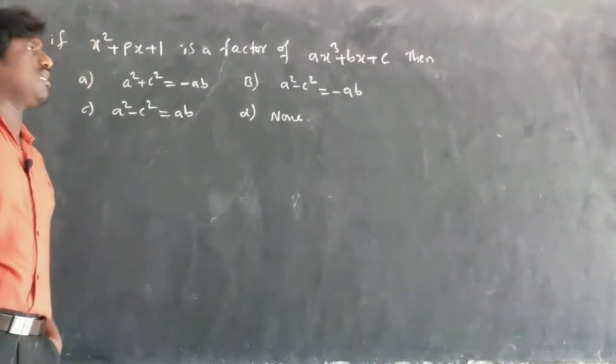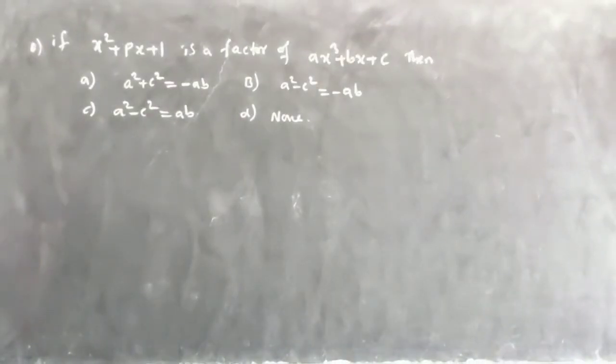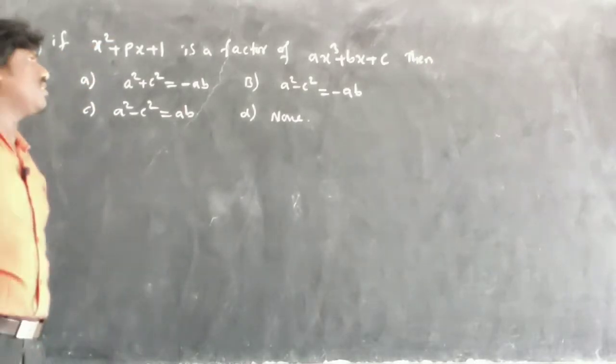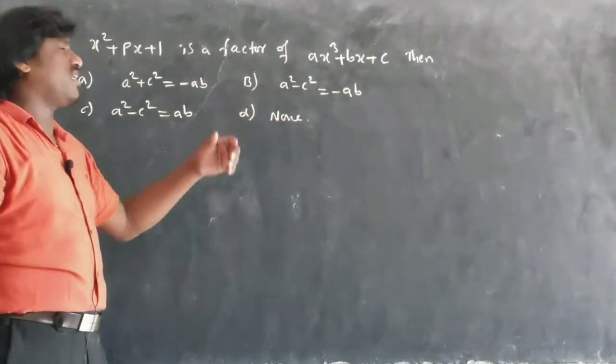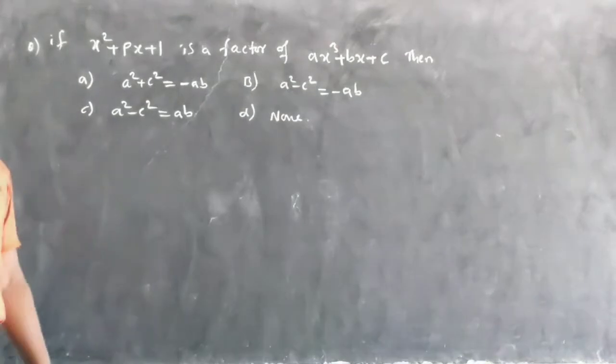Hello dear students, let us see one more question on theory of equations. They have given: if x square plus px plus 1 is a factor of ax cube plus bx plus c, then which of the following is right? So this is what you have to find.